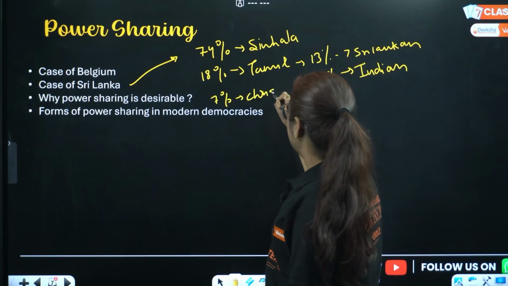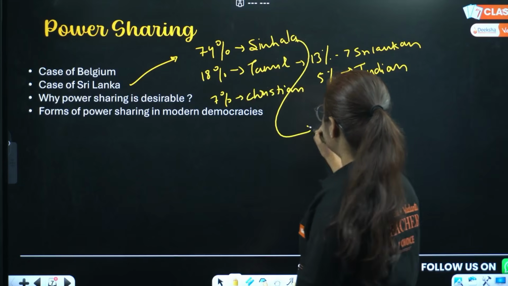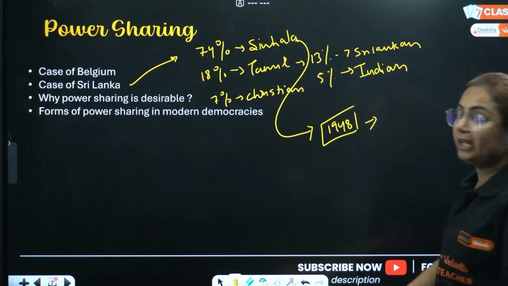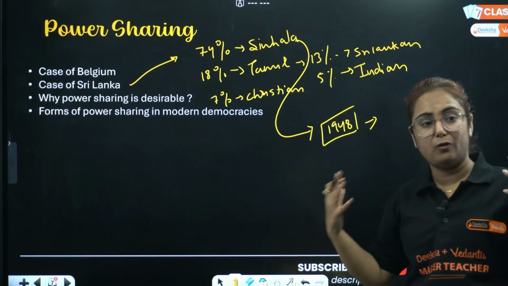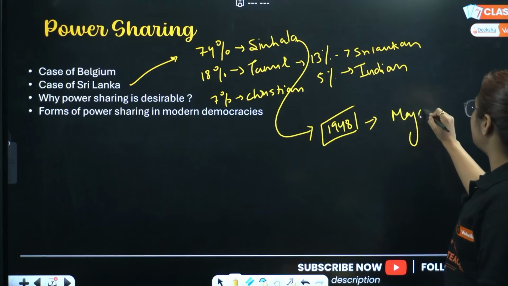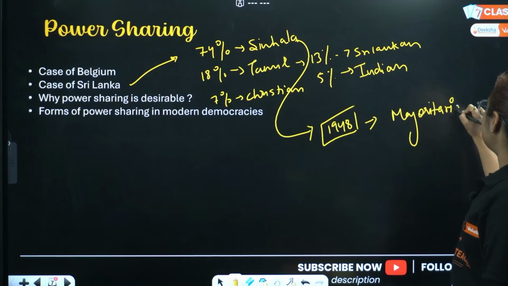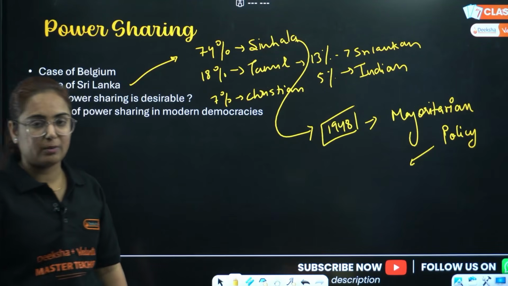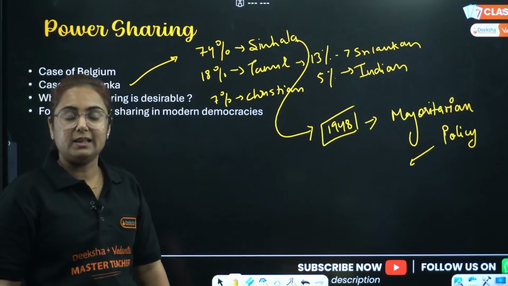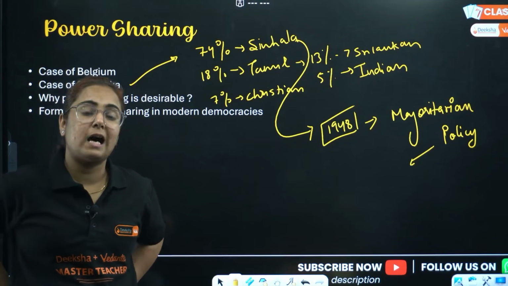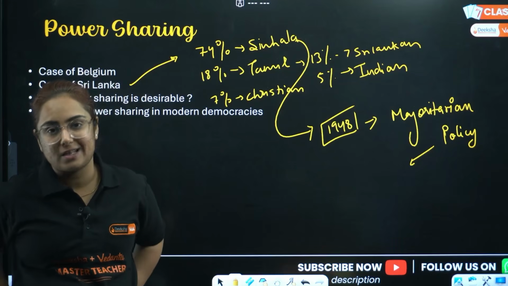Now what happened? They are fighting. Why are they fighting? Because in 1948 Sri Lanka became an independent nation, and for obvious reasons the government was formed by the majority. These Sinhala people followed a majoritarian policy. Which policy, my dear students? Majoritarian policy, in which they made Sinhala the official language of the nation. They said that Buddhism will be fostered and protected. They said that preference will be given to Sinhala people in government jobs, exams, etc.